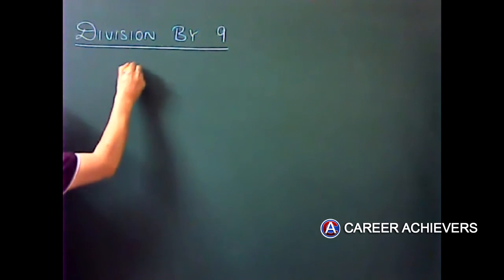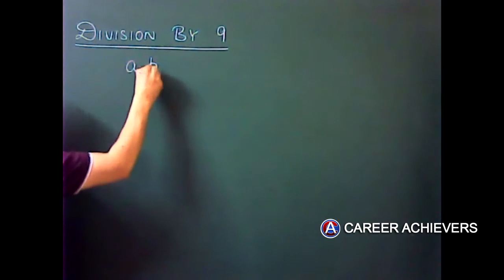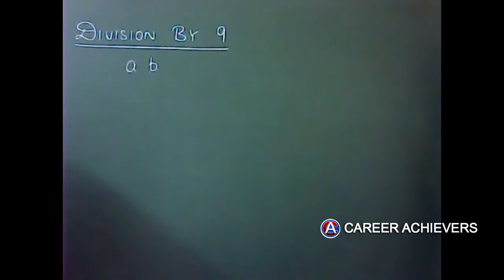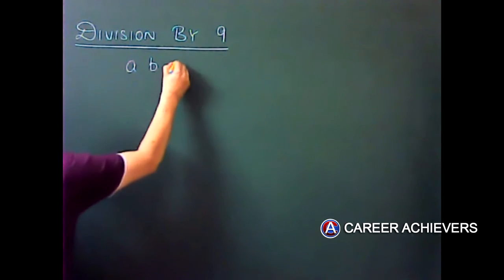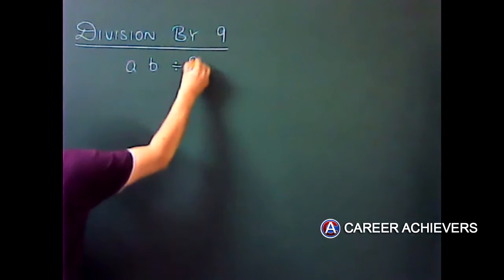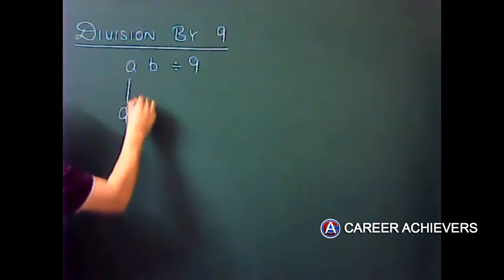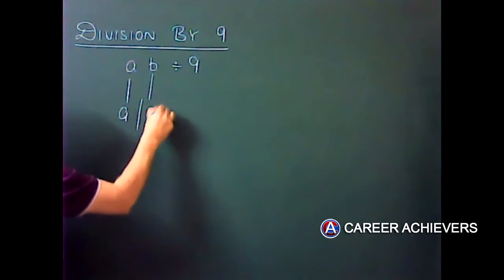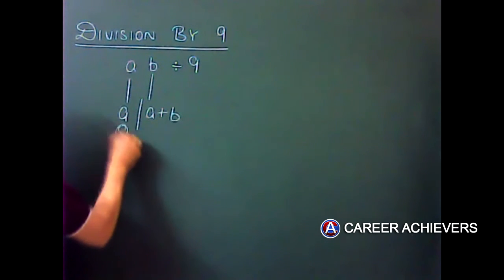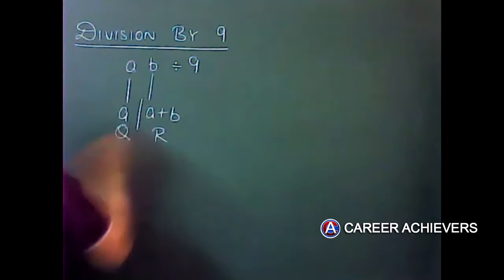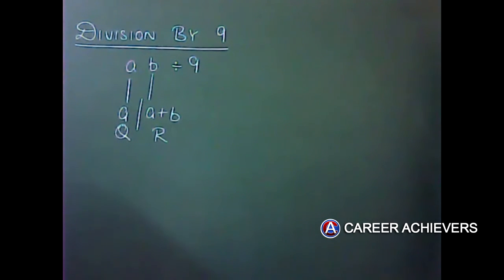Say the number is a two-digit number AB, and I have to divide AB by 9. Then I will write A, and in the next step A plus B. A is going to be the quotient and A plus B is the remainder. Let us take an example.